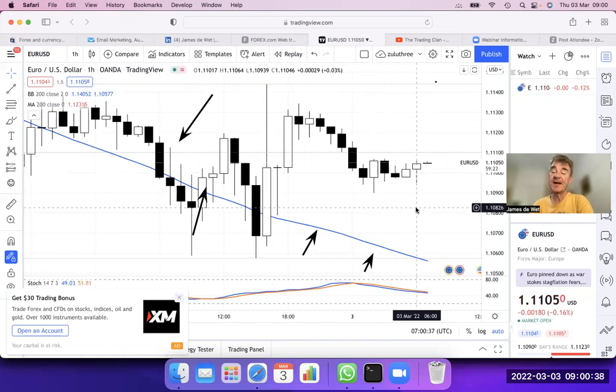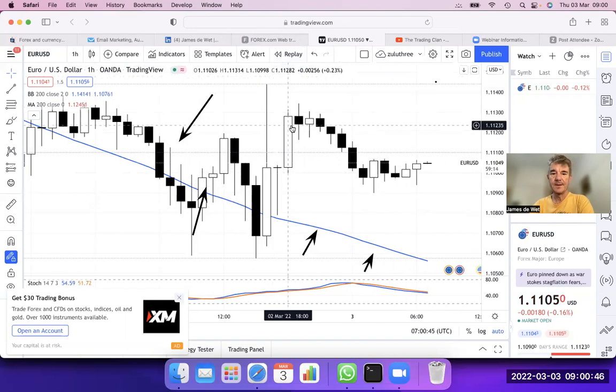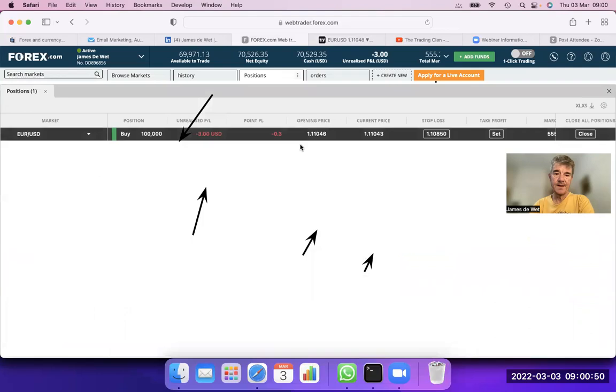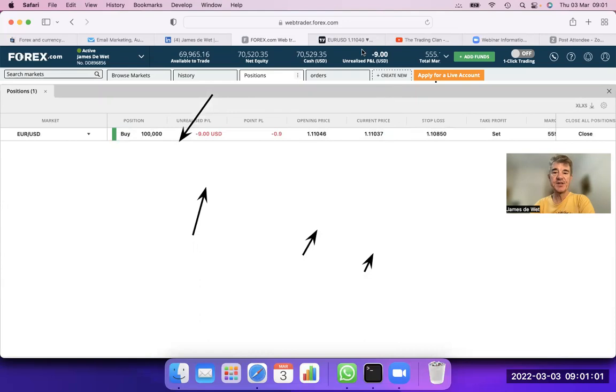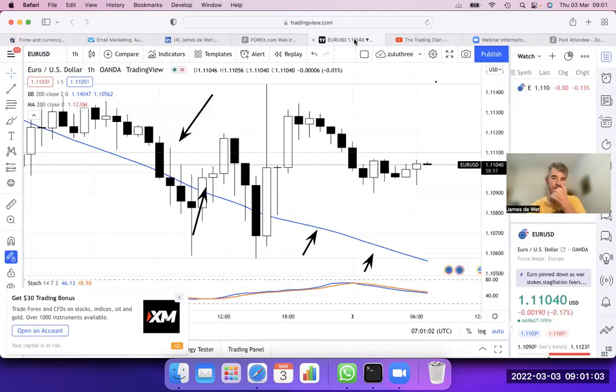And what makes it attractive is that we can do it with a very low risk. And that's what we've done. So if we go back to the trade station, there you can see we're in at that price, 1.1105 roughly. Our stop loss is 1.1085. And the target, let's just set a target whilst we're in here in this webinar.